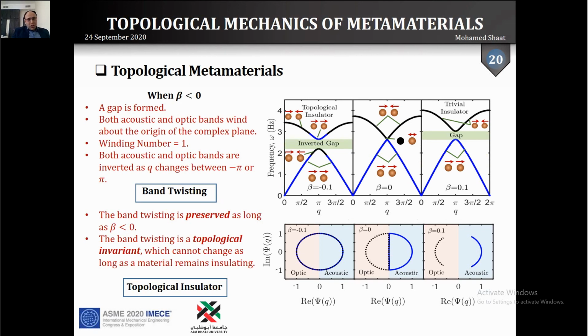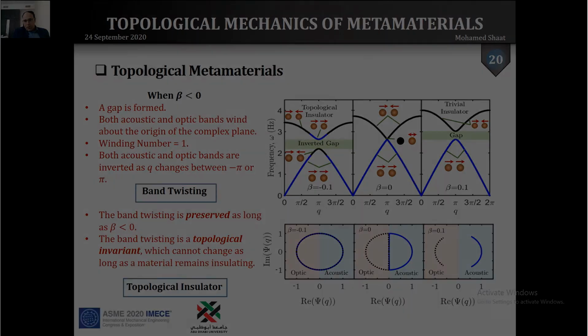This winding number indicates that there is an existing topology within this type of metamaterial. The band twisting is a property of topological insulators, and this is the reason behind the existence of conducting surfaces of topological insulators. The topological consideration here indicates that this band twisting is a topologically protected or preserved property of this metamaterial. For example, this band twisting is preserved for any negative value of beta. This indicates that a metamaterial with a microstructure whose characteristic parameter beta is negative is a mechanical topological insulator.